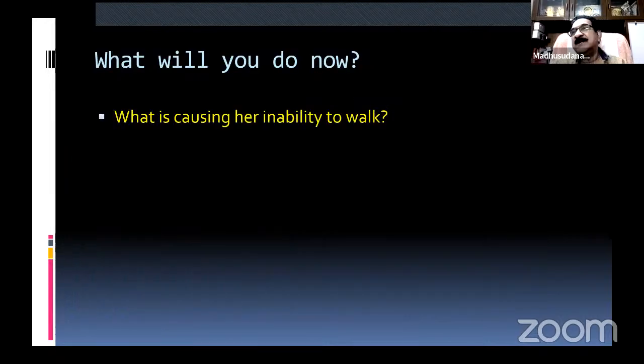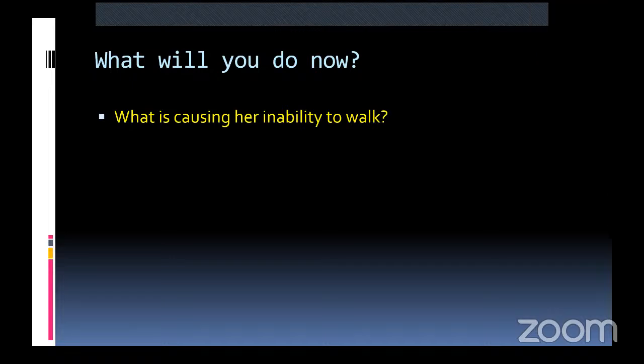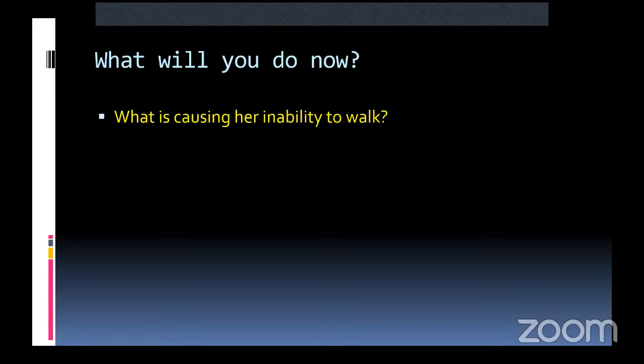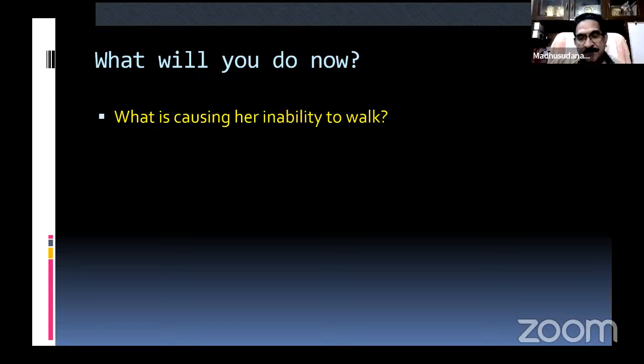Okay, now the question is, what is causing her inability to walk? So is she a CKD patient? Pardon? Chronic kidney disease patient, is she? No kidney disease. Proximal muscle weakness is responsible for that. Yeah. Proximal and distal is also weak, proximal more than the distal.